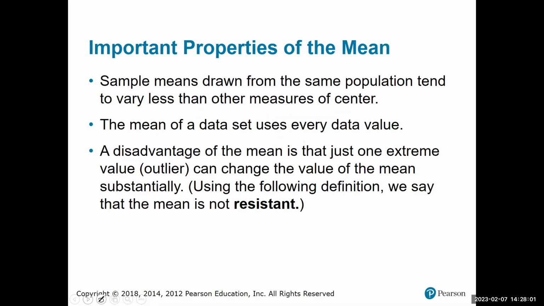Sample means drawn from the same population tend to vary less than other measures of center. The mean of a data set uses every data value. And a disadvantage of the mean is that just one extreme value, an outlier, can change the value of the mean substantially. Using the following definition, we say that the mean is not resistant. It means it's very, very affected by an unusual value.